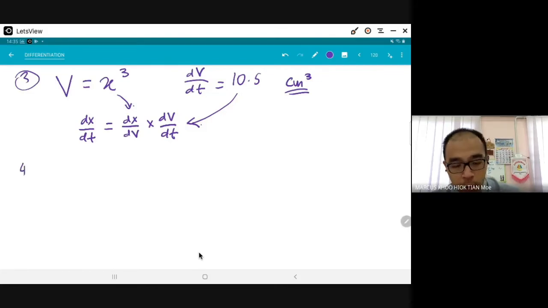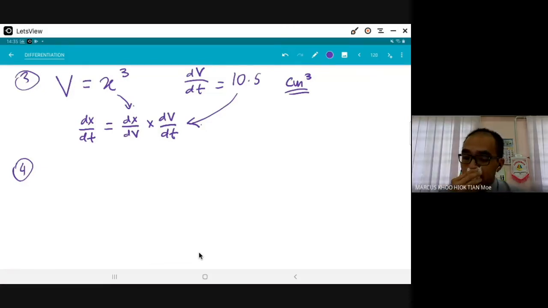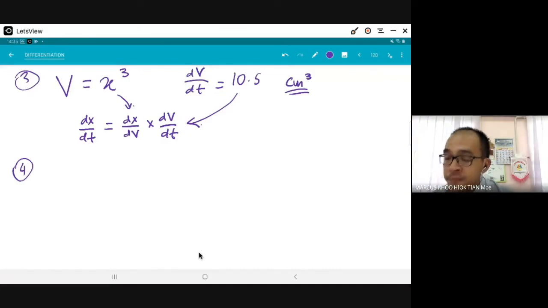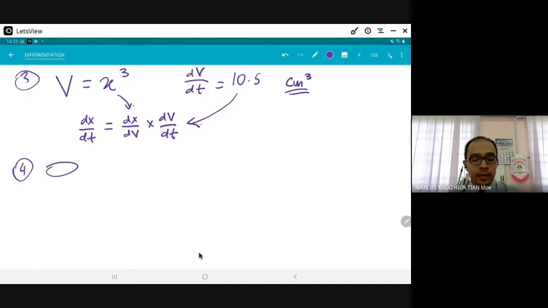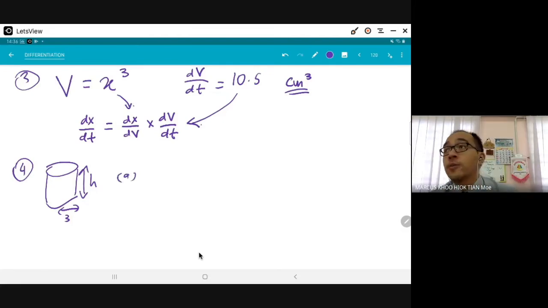Okay, question number 4. Cylindrical candle. Let's talk about the volume first. If the cylinder is like this, the radius is 3, the height is h. Question A, express V in terms of h. What is the formula for volume of cylinder? Forgot already. Anybody? Okay, pi r squared h.